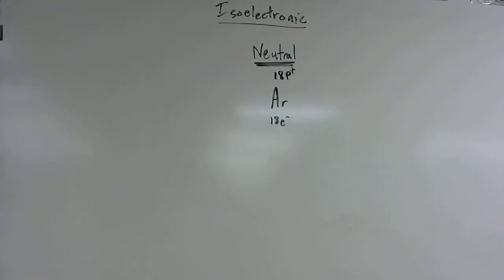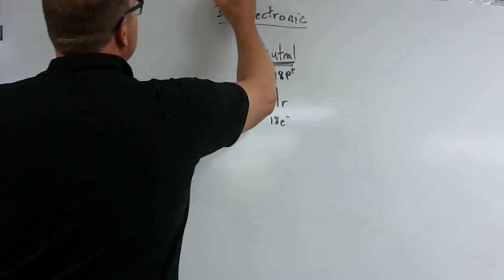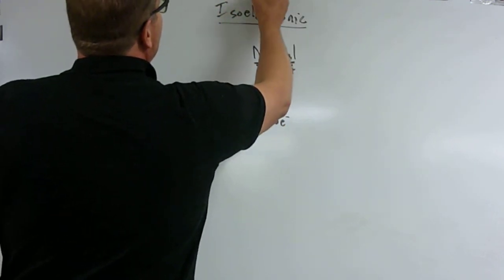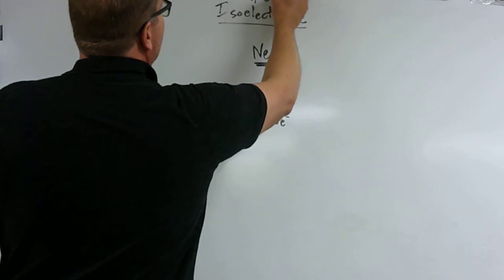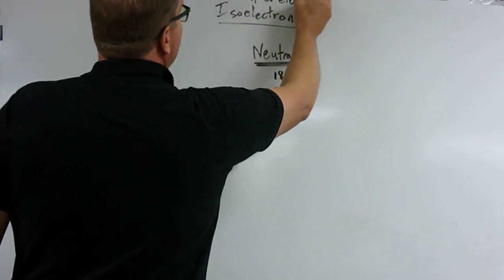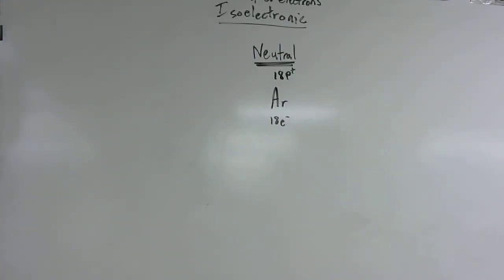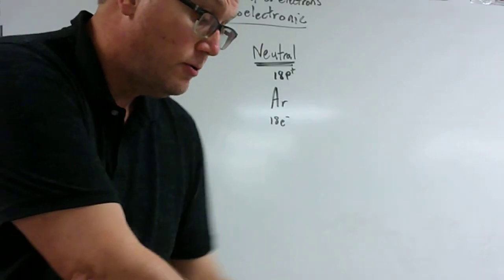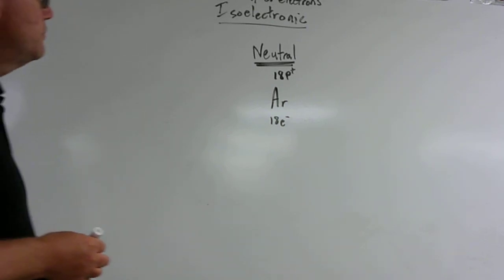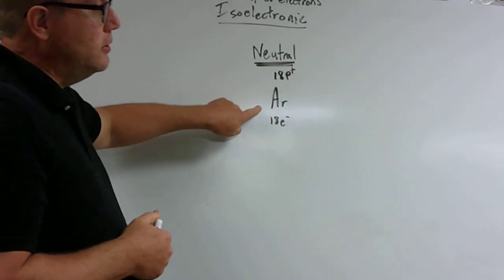Okay, we're going to cover something being isoelectronic. Well, iso means the same number of electrons. Like an isosceles triangle, you're going to have two sides that are equal. That's what isoelectronic means. So if we're going to do that, we're going to figure out which ones are actually isoelectronic with this.